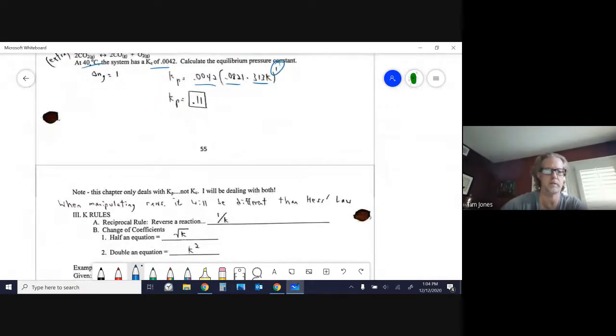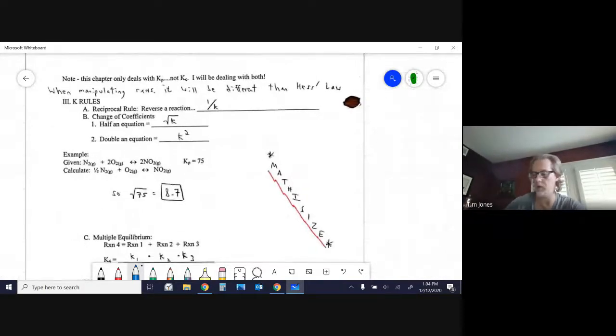All right, next. As it mentions in the notes, and I kind of mentioned this earlier, the book mainly focuses on Kp, if not entirely. We will be dealing with both Kp and Kc. So again, pressure here. Concentration here. We're going to do both at the same time. So now you see a note that I mentioned.